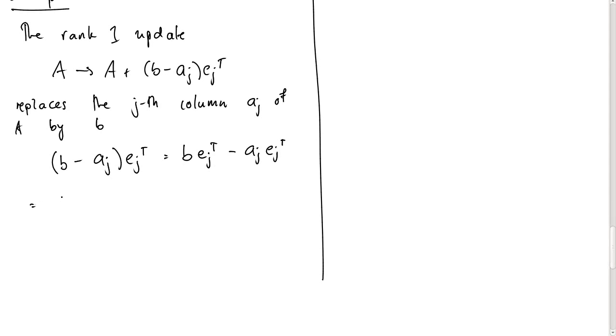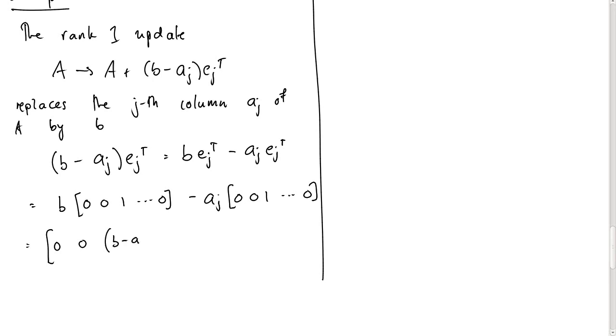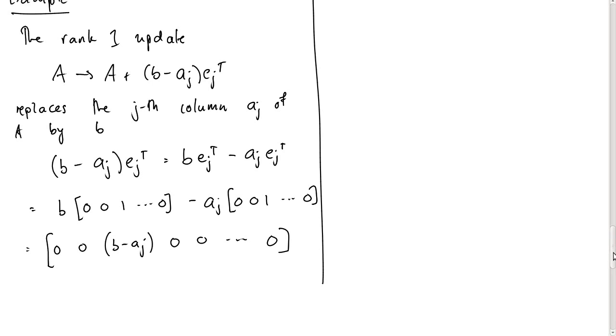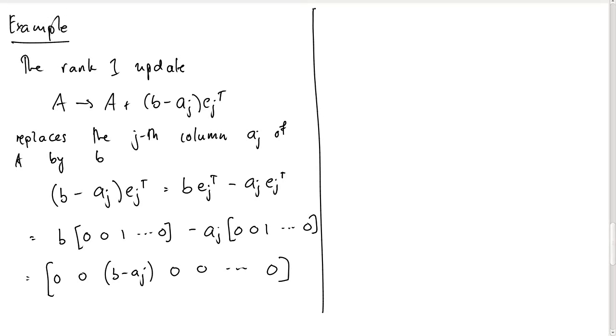This equals B times (0, 0, 1, ..., 0) minus A_j times the same thing, which equals a matrix of zeros with the jth column being B minus A_j. So when we add that matrix onto A, we subtract off the jth column and add on B, and we've replaced the column. You can come up with a very similar expression for replacing a row of a matrix. That's an example of the type of operation you can do with a rank 1 update. Another example: solving two sets of linear equations.